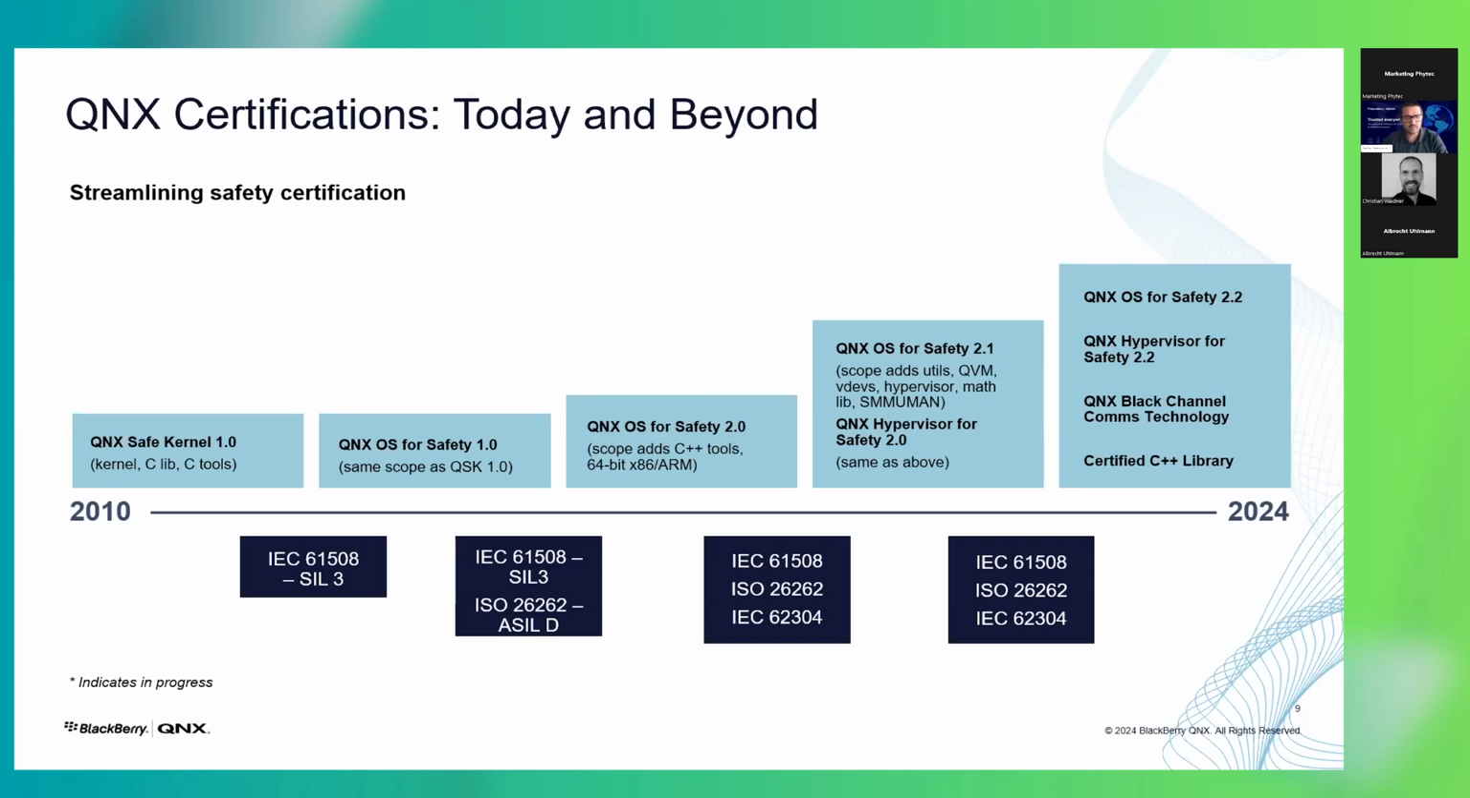And as you can see from this slide, we are constantly expanding the certified scope of our safety products, going from the microkernel, the C library, the C++ library, and more recently, the MATS and SMMU support for busmaster caging. And a few years ago, we introduced QNX Hypervisor for safety, but also add-ons such as QNX Black Channel Communication technology for safe communication between interfaces between different nodes. And just last week, we released a QNX file system for safety.